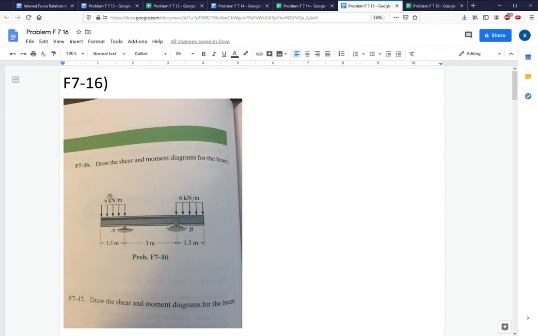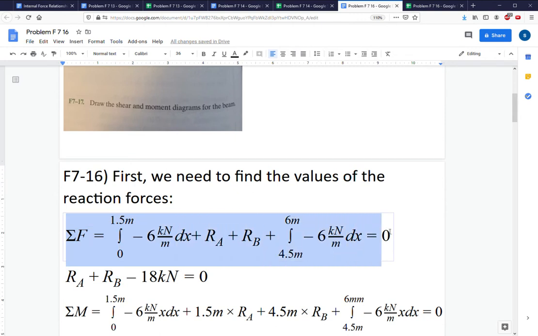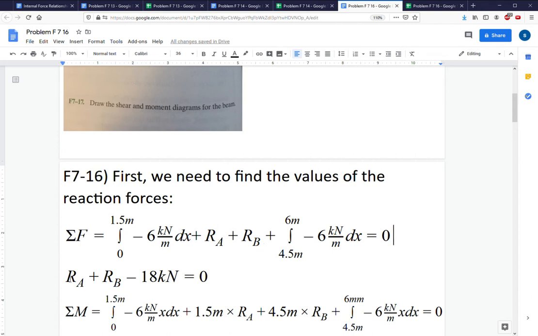Sum of force, we have this 6 kilonewton per meter distributed force downward here, this 6 kilonewton per meter distributed downward force here, and upward reactions at A and B. Set them all equal to 0. After we evaluate these integrals and combine like terms, that gives us the equation Ra plus Rb minus 18 kilonewtons equals 0.